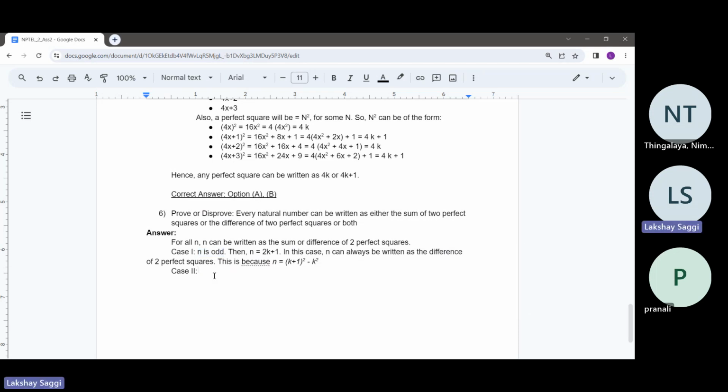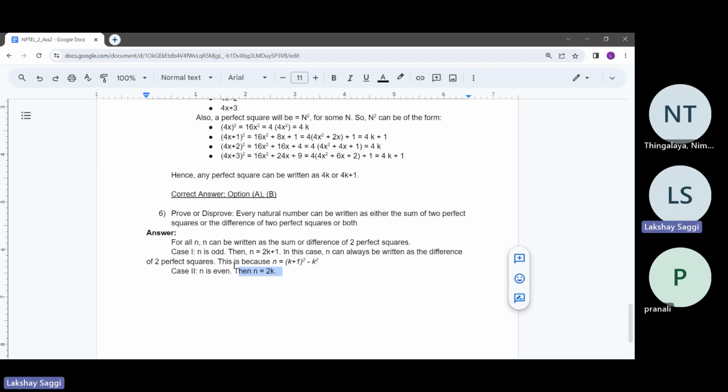So if n was odd, then this claim was true. Now the case two is that n is even. So when n is even, we need to show whether it is true or false. If we want to, let's say, disprove this claim, then the number for which we would be able to disprove this would be an even number, because for odd numbers we have proven. For even numbers, either we need to prove or we need to disprove this claim, right?